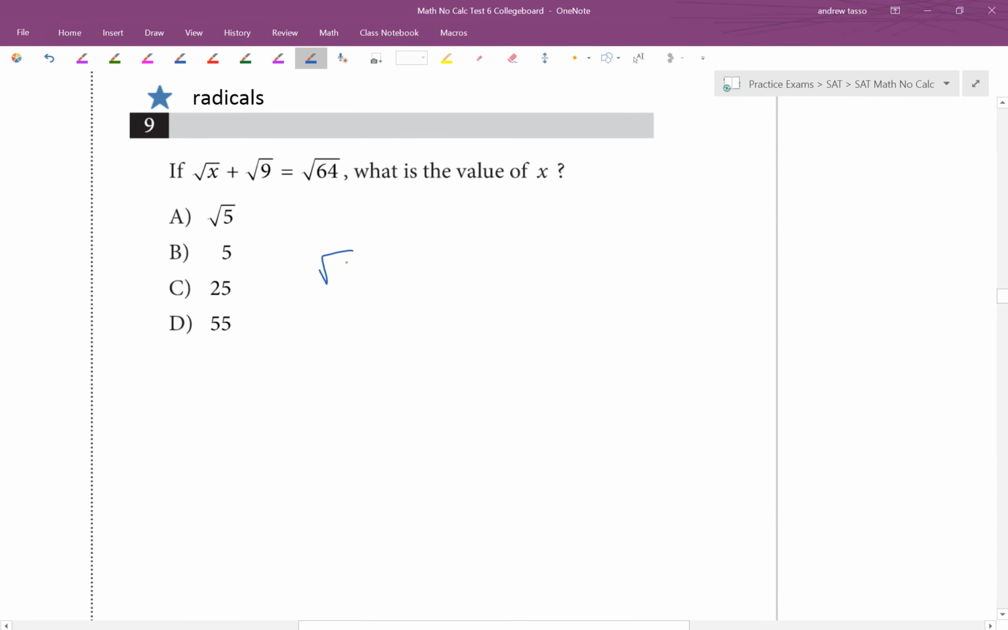Okay, radical x plus radical 9 is just 3, equals radical 64 is just 8. So we could subtract 3. Rad x equals 5, square both sides, x equals 25.